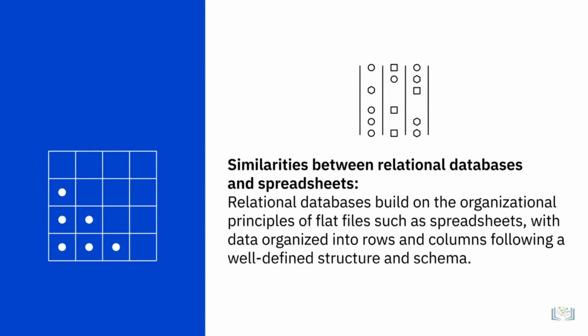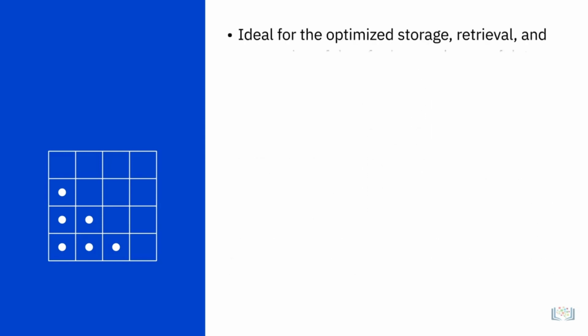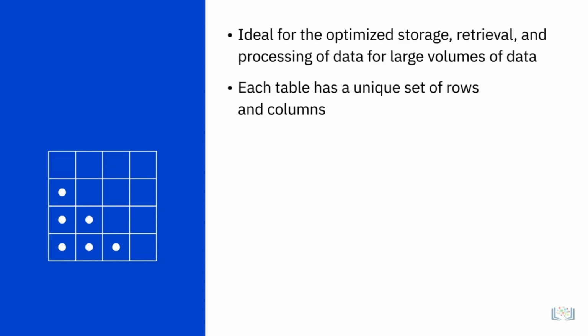Relational databases build on the organizational principles of flat files, such as spreadsheets, with data organized into rows and columns following a well-defined structure and schema. But this is where the similarity ends. Relational databases, by design, are ideal for the optimized storage, retrieval, and processing of data for large volumes of data, unlike spreadsheets that have a limited number of rows and columns. Each table in a relational database has a unique set of rows and columns, and relationships can be defined between tables, which minimizes data redundancy.